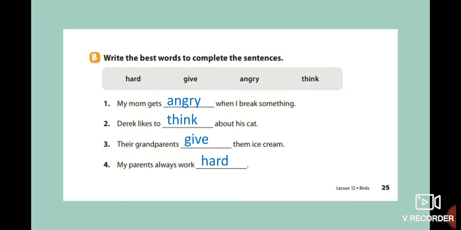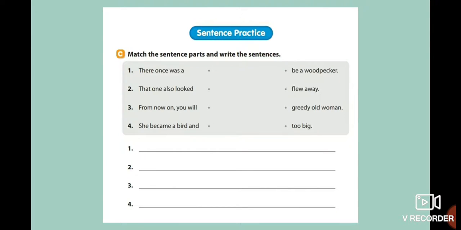Let's review. Number 1 is my mom gets angry. Number 2, Derek likes to think. Number 3, their grandparents give. And number 4, my parents always work hard. Now we pass to the sentence practice. This one is on page 26. First, we match the sentence parts and then we write in the space that we have here.